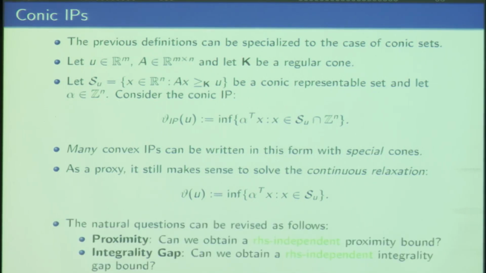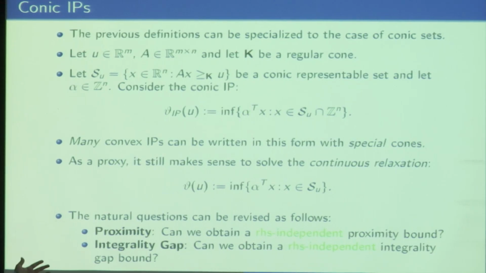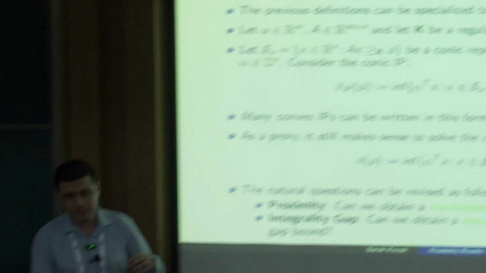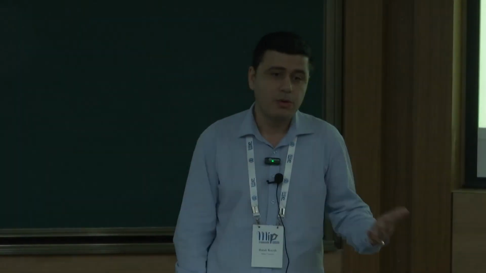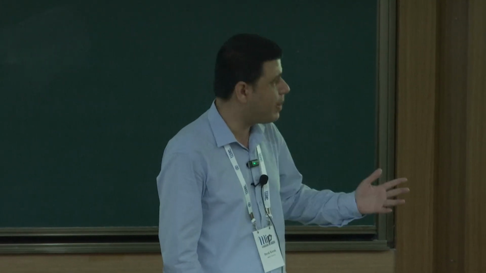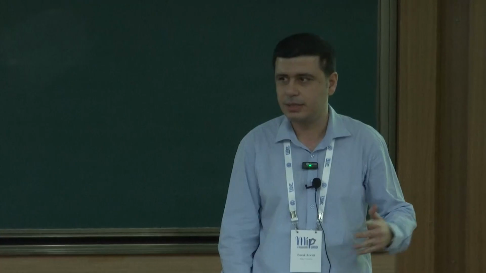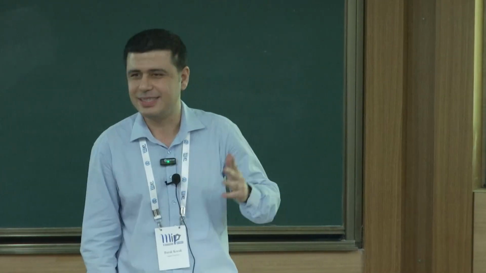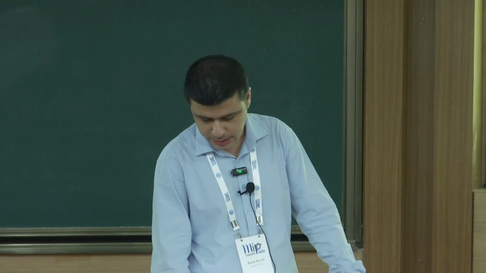Then you can repeat the same questions, the proximity and integrality gap question, but here the questions are a little bit different. I want to answer these questions, if possible, independent of the right-hand side, the U vector. As I was alluding, U is important. So you might ask, why are we interested in such an answer?